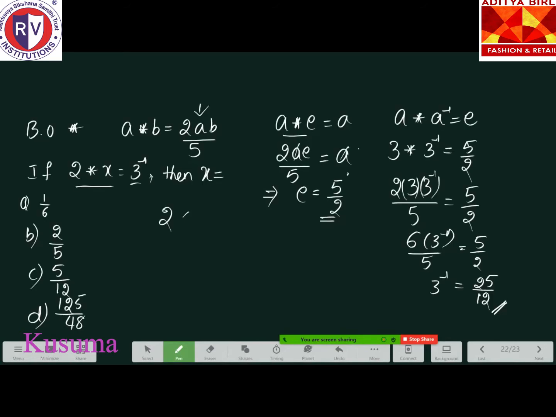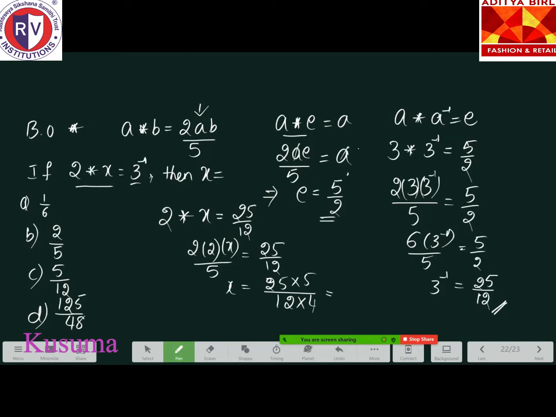So 2 star x is equal to 25 by 12, because this is the value of 3 inverse. So this is 2 into 2 into x divided by 5 is equal to 25 by 12, or x is equal to 25 into 5 divided by 12 into 4. That is, can you calculate and tell me the value?